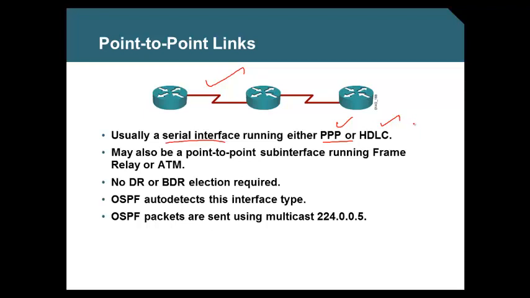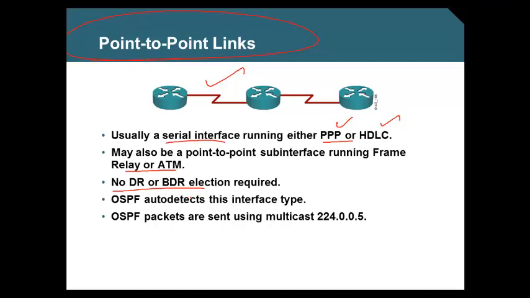May also be a point-to-point sub-interface running frame relay. If you have done frame relay earlier, you know that we have sub-interface with type broadcast and point-to-point. In the point-to-point, we saw there is no DR-BDR election because the priority will be 0. Even if you change the priority, there won't be a DR-BDR because you got a point-to-point link. When the network type is point-to-point, there won't be DR-BDR election.